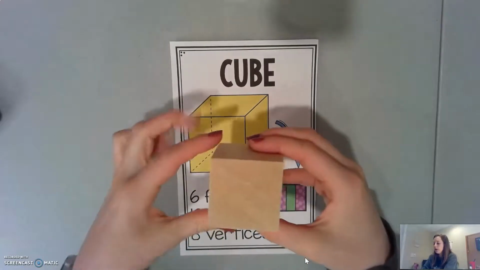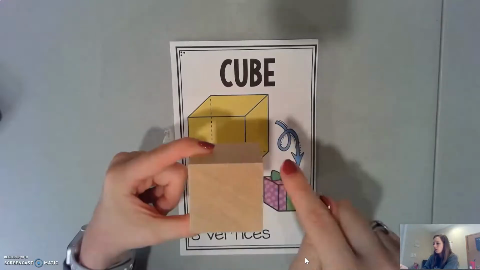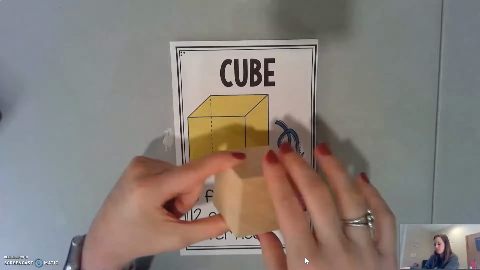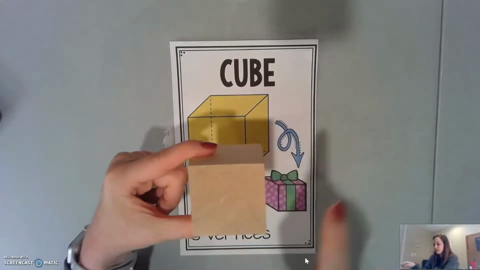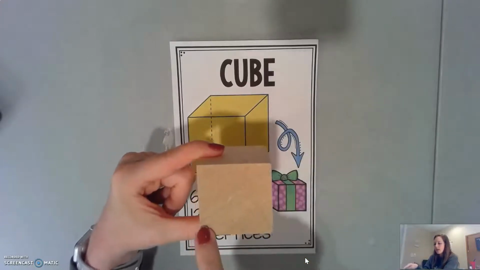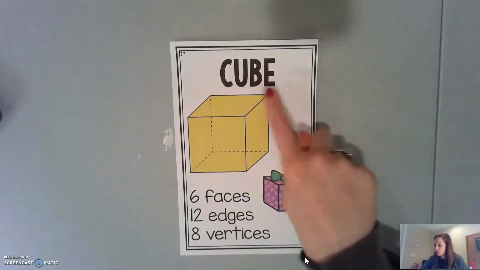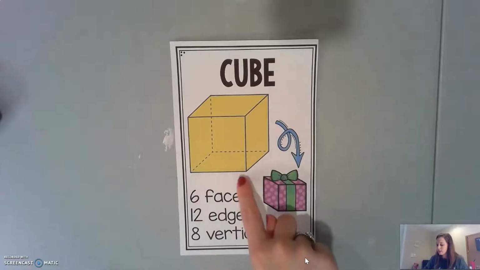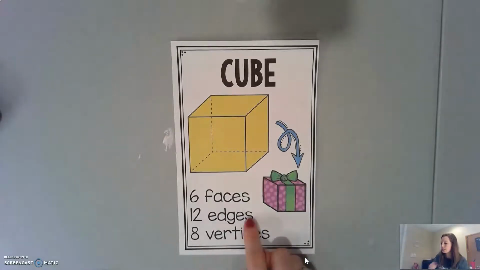Okay, so now let's look at this and we're going to count the vertices. 1, 2, 3, 4, 5, 6, 7, 8. Now we can also see that here. We have 1, 2, 3, 4, 5, 6, 7, 8. So a cube has 8 vertices, and that's exactly what we have here. Now we're going to count the edges.